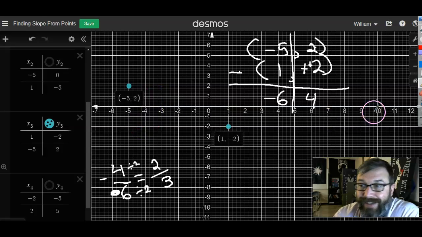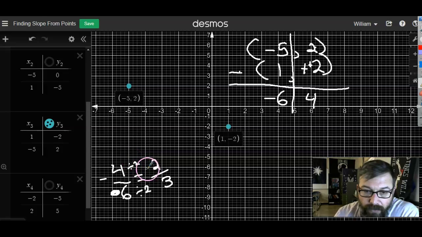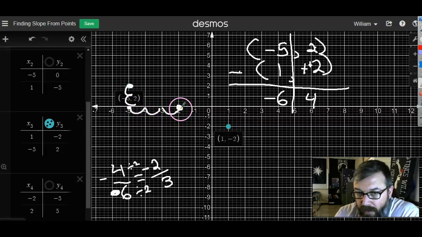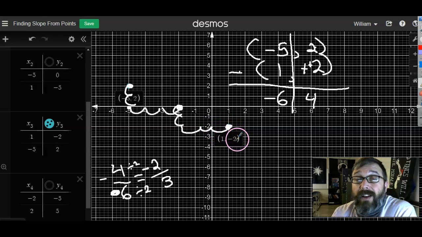Sweet. So now let's test it. We are going to go -2/3. Always remember your negative. So I'm going to take my first point. I'm going to go down 2, 1, 2, and then I'm going to go to the right 3. 1, 2, 3. Well, I didn't get to my point. What do I need to do? I need to keep going. Down 2, 1, 2, to the right, 3. 1, 2, 3. And we are there.